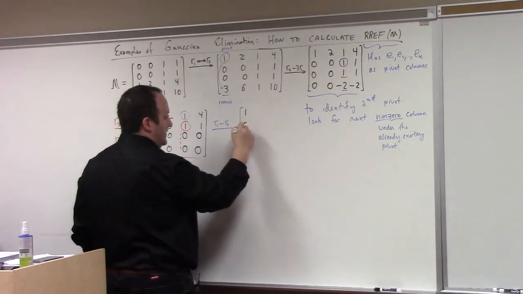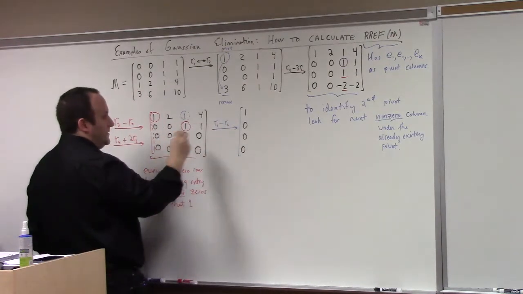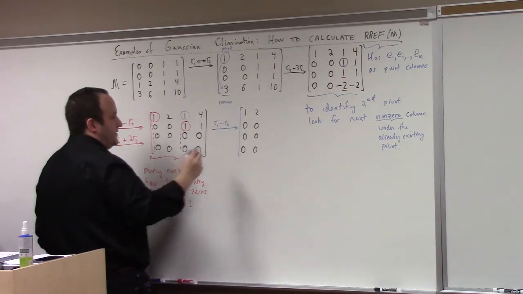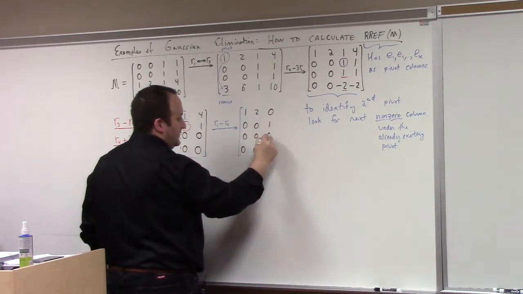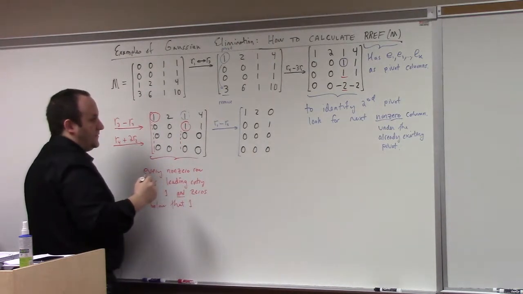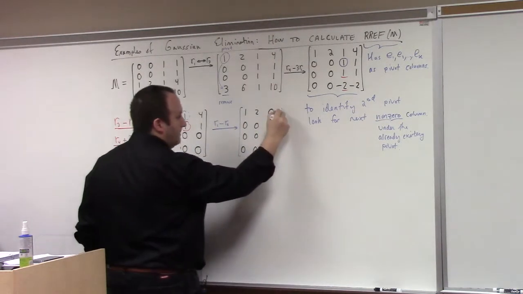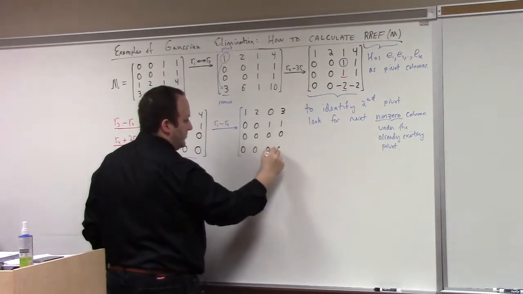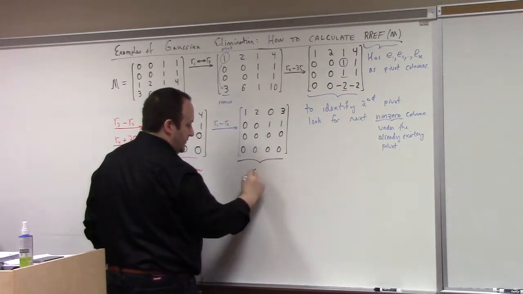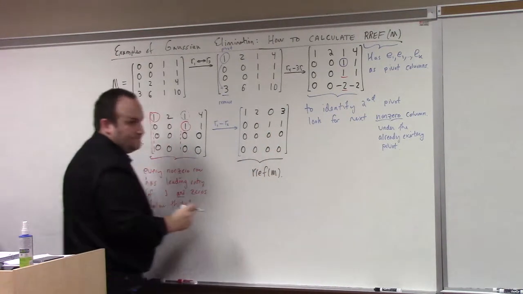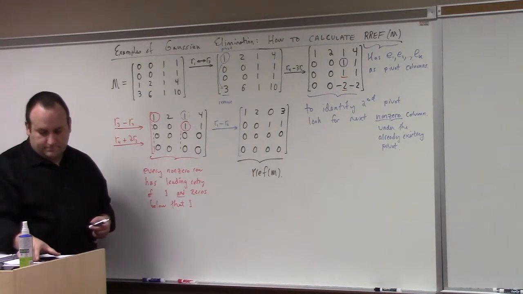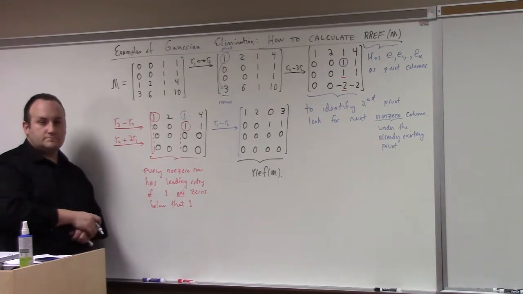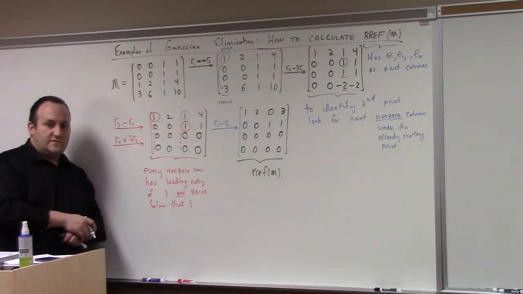I'm reading column by column. 1, 0, 0, 0. The second column is 2, 0, 0, 0. The third column is 0, 1, 0, 0. And how about the fourth? It's 3, 1, 0, 0. And there you go. This is the reduced row echelon form of M. Any questions?